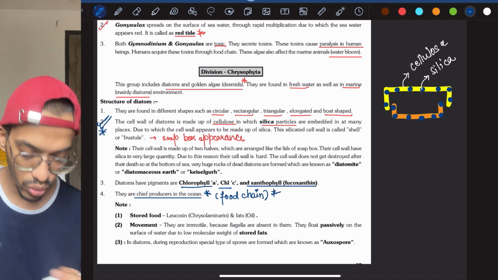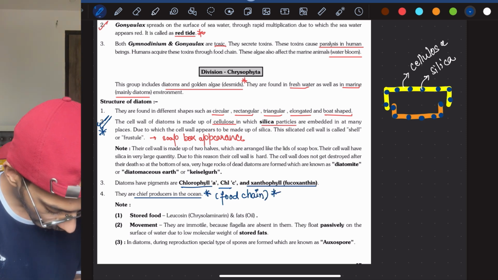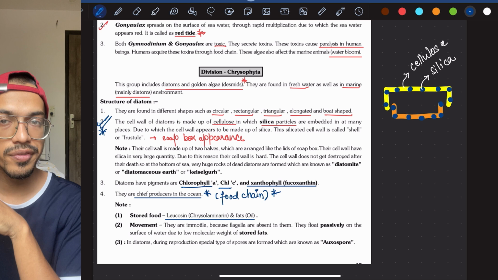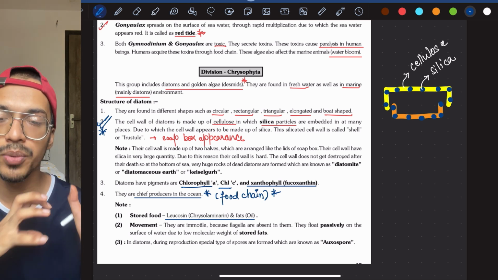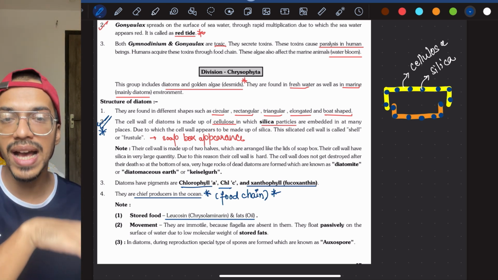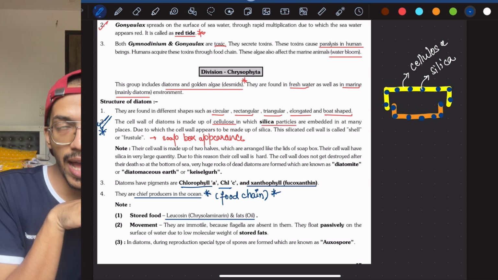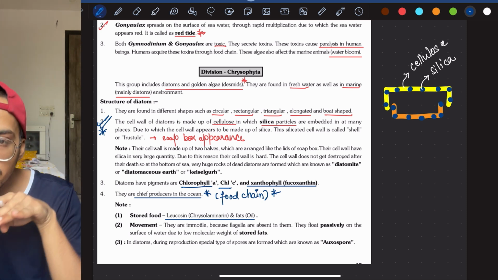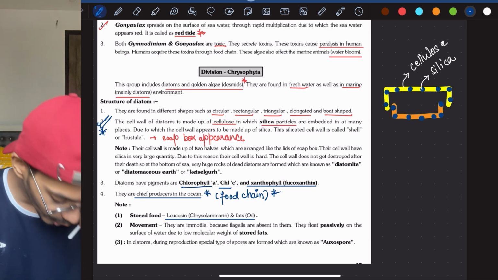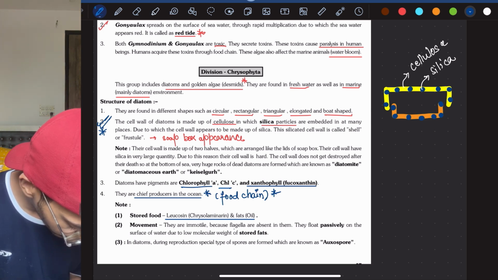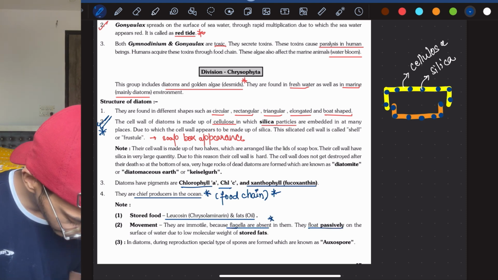Now this food is stored in the form of leucosin and oil. How do they move? They move passively with the flow of the water current. Passively means without putting in any effort or energy. As the water current moves, they also move along. For example, imagine that I am the chrysophytes: water moving, I am also moving like this. They do not have any flagella. Flagella is not there, they float passively.